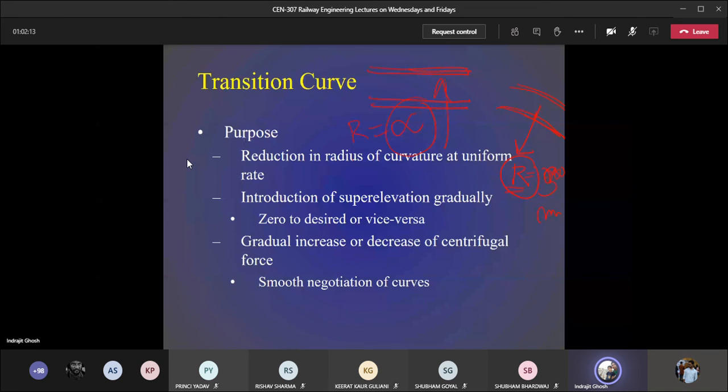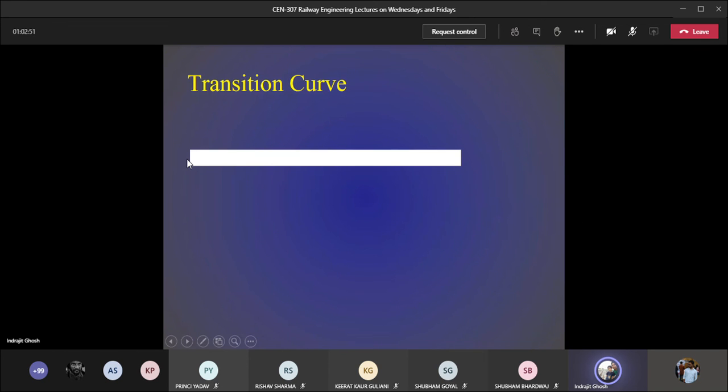So in order to bring the radius from infinite to 300 meter, we need to incorporate gradual reduction in the radius of curvature, and that too at a uniform rate, so that there is no problem to the track and no discomfort experienced by the passenger. So introduction of super elevation gradually, zero super elevation to the desired super elevation, or vice versa. Why am I saying vice versa? Because in the figure that I have drawn here, the horizontal curve is followed by the straight section. When a train is traveling along the horizontal curve, again there will be a straight portion later.